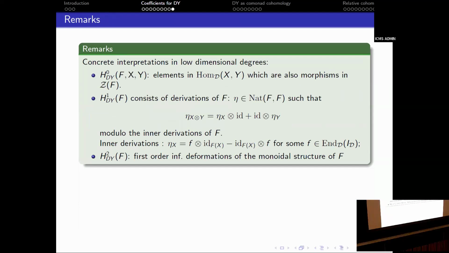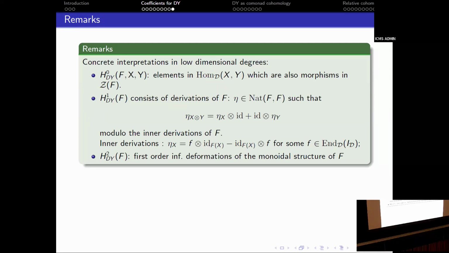Then the next thing you do is sit down and look for a concrete interpretation in low degrees. In degree 0, you find those elements in Hom(D), which are also morphisms in Z(C). You know that morphisms in the Drinfeld center are characterized by equations, so these are the morphisms which obey these equations.